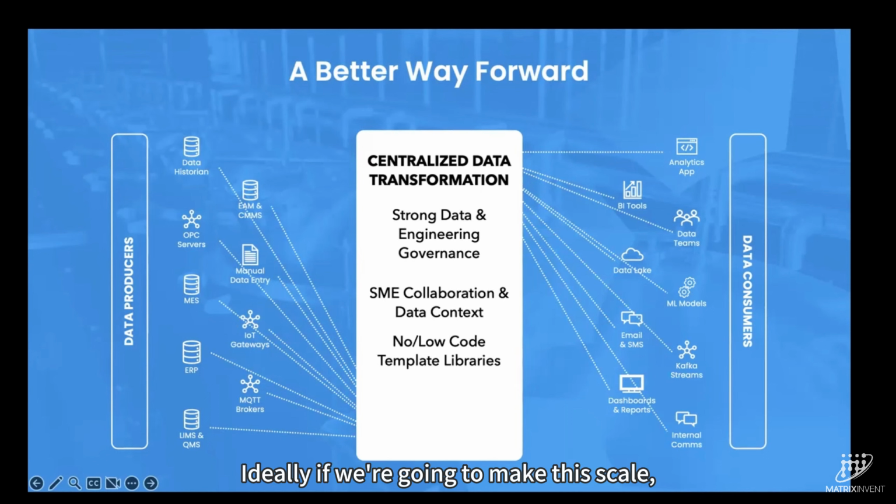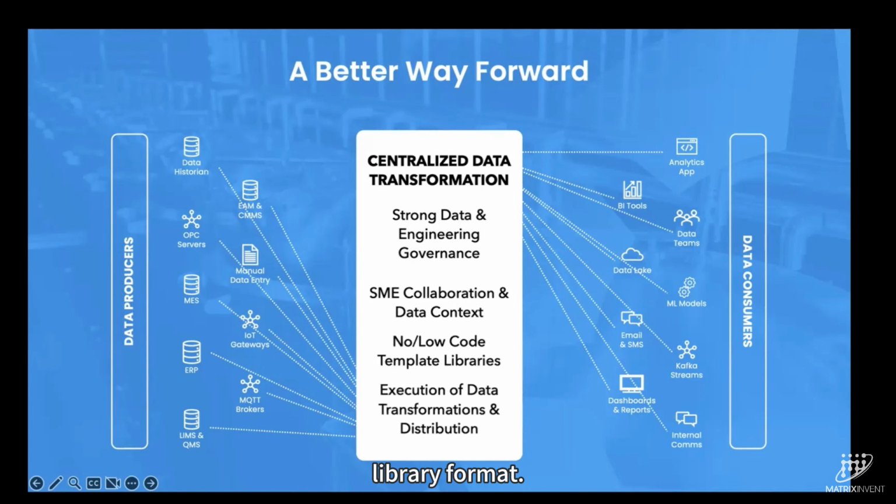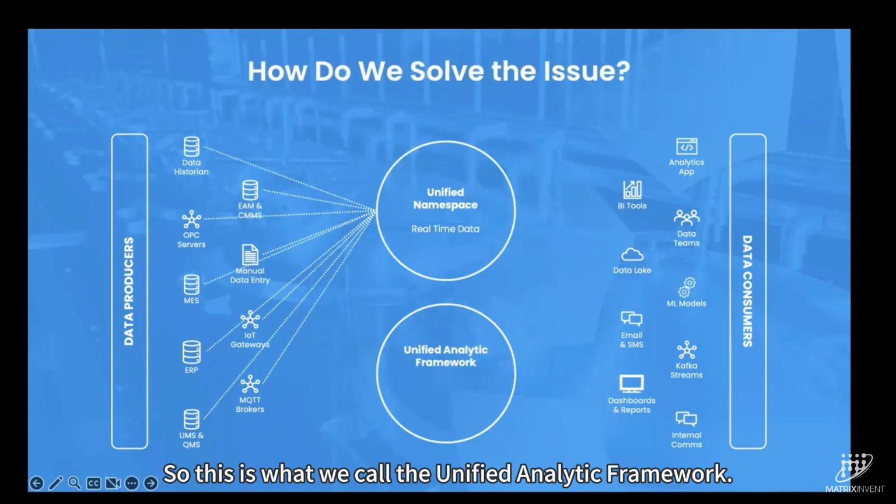Ideally, if we're going to make this scale, we have to stay away from code, and we want to build this into a templated library format. And not only do we want to create the rules around how we transform the data, but we also want to have engines that are actually going to do the data transformation, pre-processing the data upstream before distributing it downstream. So this is what we call the Unified Analytic Framework.